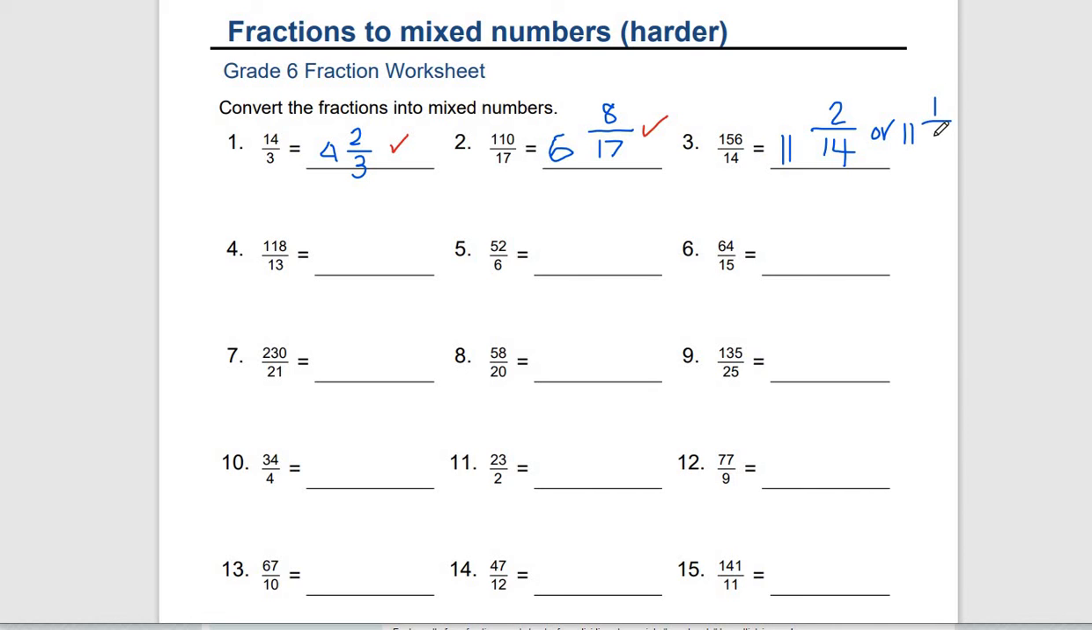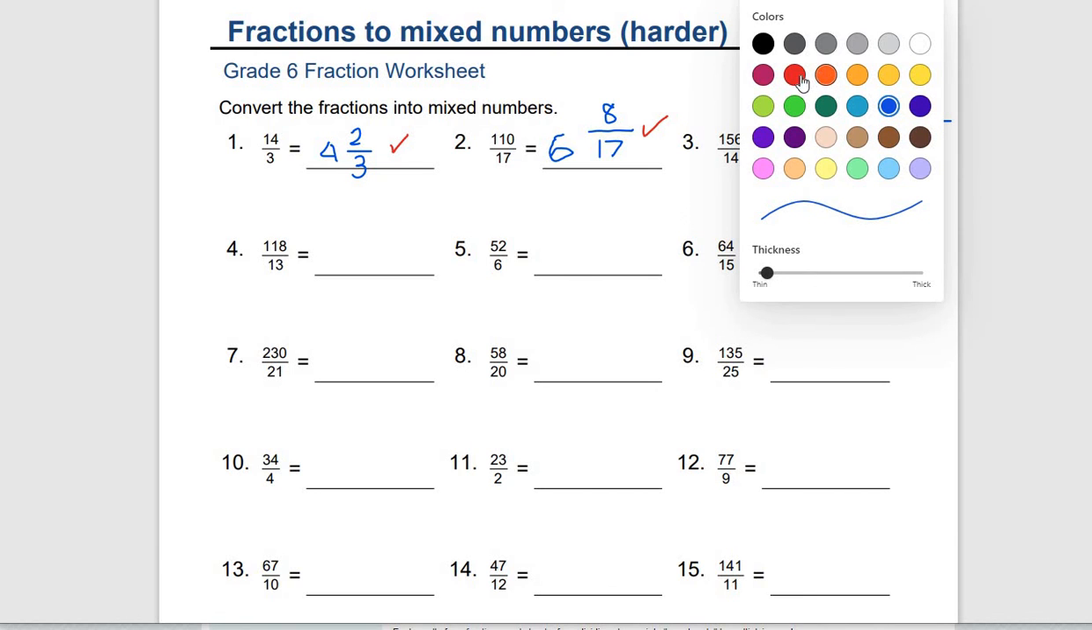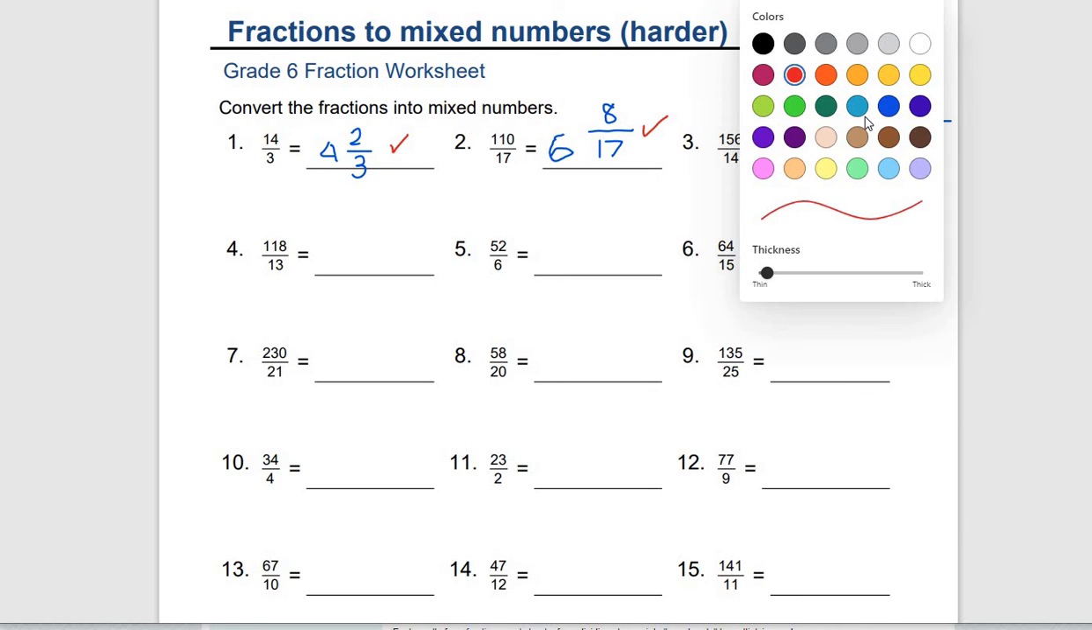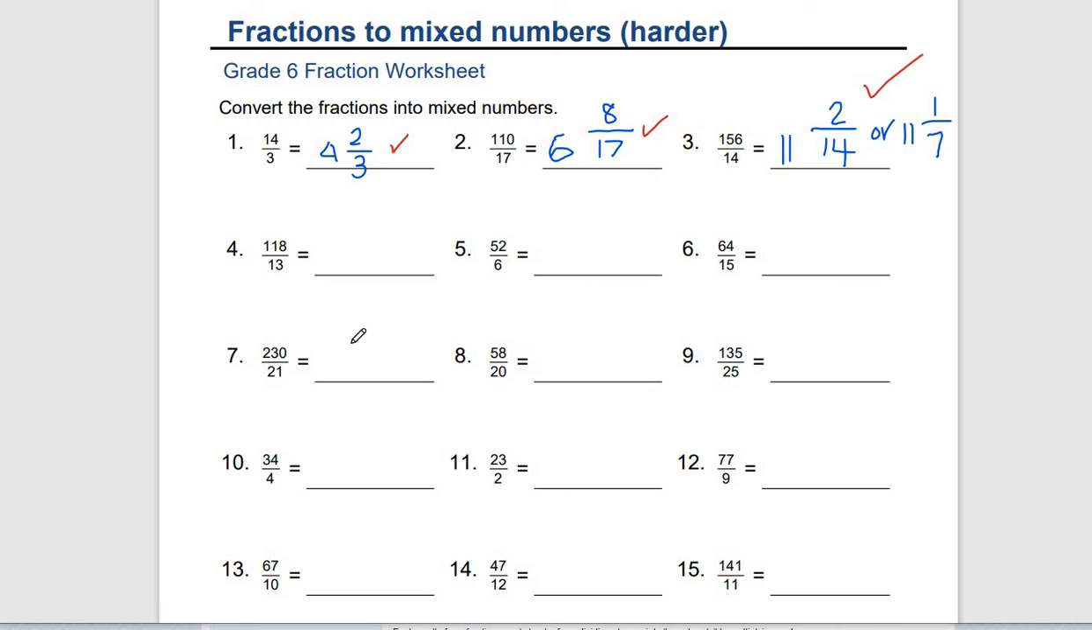Now, 4, 118 over 13. How many times can 13 go into 118? Now, if you calculate this, you can see that it can go 9 times, giving us a total of 117. This gives us 9 wholes of 13.